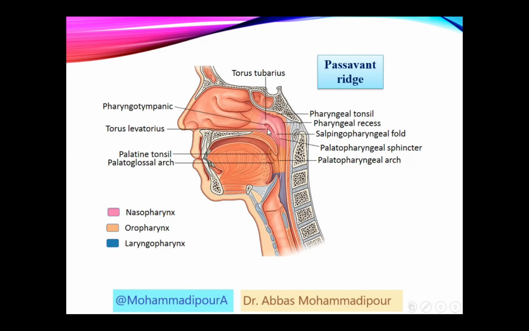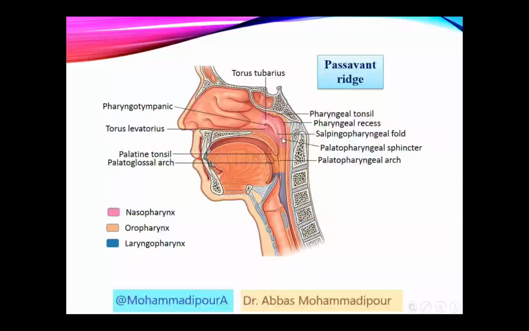Okay, let's review the nasopharynx. We said that this foramen is the opening of the eustachian tube or the pharyngotympanic tube. Here is the torus tubarius. Here we've got the torus levatorius. This fold is the salpingopharyngeal fold, and here is the Passavant ridge or the palatopharyngeal sphincter.